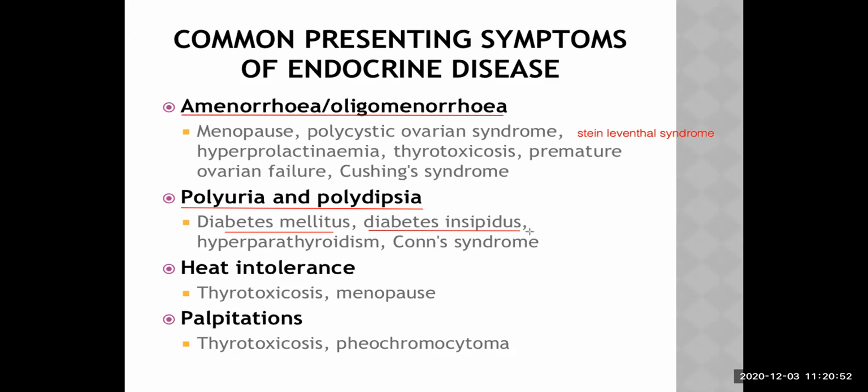Whereas diabetes insipidus is about the ADH level, antidiuretic hormone. If antidiuretic hormone is less from the central level, that is from the hypothalamus or pituitary level itself, we call that central diabetes insipidus. And nephrogenic diabetes insipidus is when the receptors are having a problem in the kidney. So diabetes insipidus is also two types.